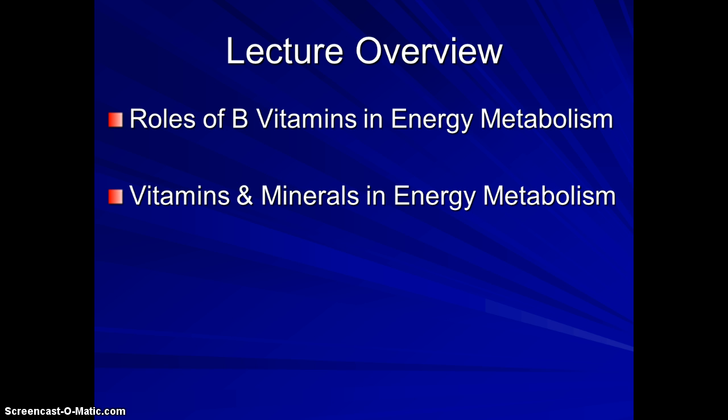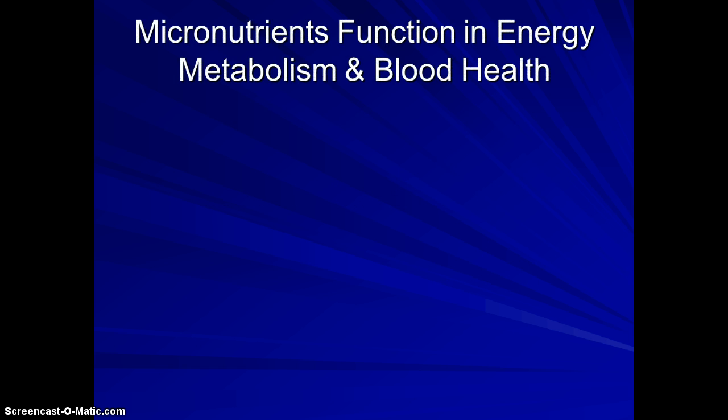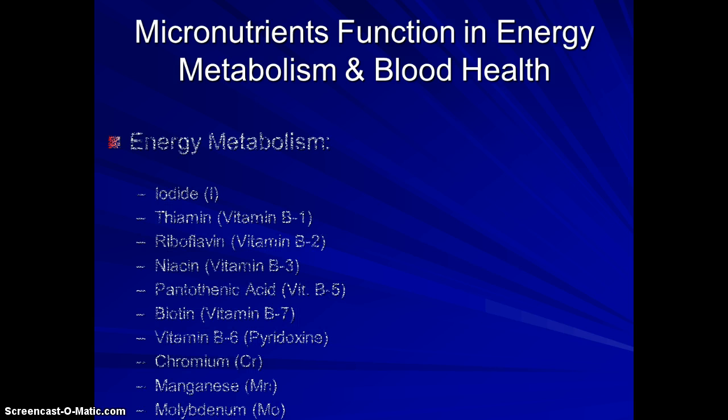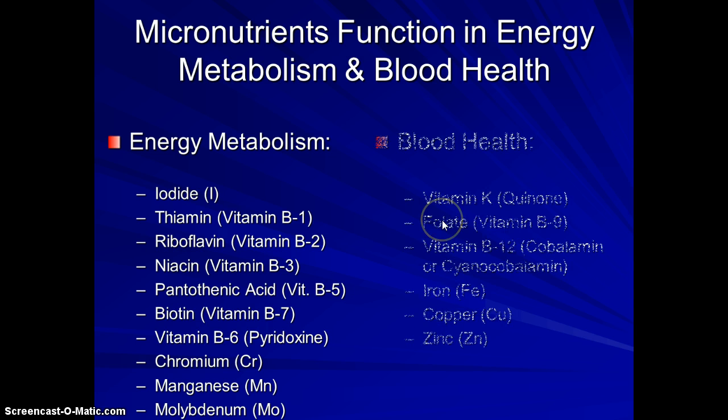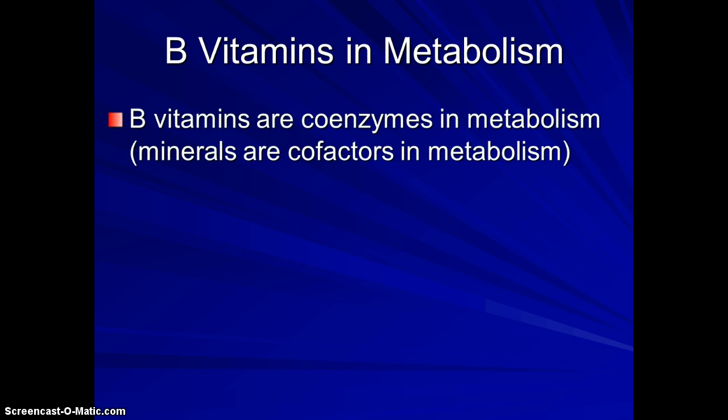Then we're also going to talk about different minerals that are involved in energy metabolism and vitamins and minerals involved in bone health. So micronutrients again stand for small nutrients, and those small nutrients are vitamins and minerals. So here are the nutrients that are involved in energy metabolism and the nutrients that are involved in blood health. And again, I know there's quite a bit. My suggestion is to make some index cards, to make little flashcards, so you can try to understand the variations of the two. So let's talk about the B vitamins.